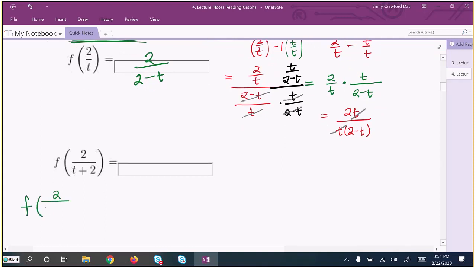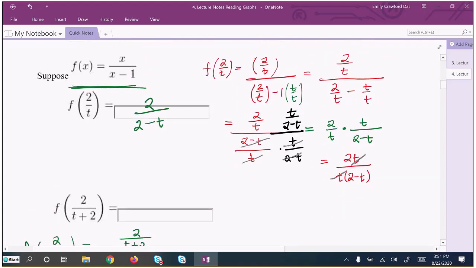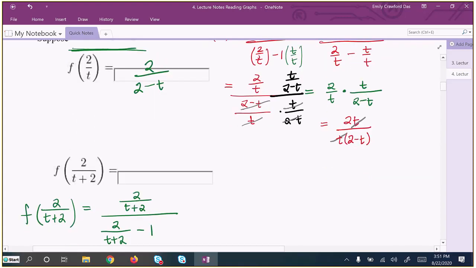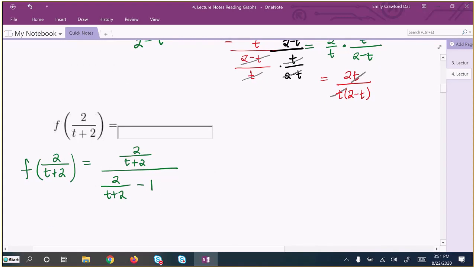So f of 2 over t plus 2 is equal to 2 over t plus 2 divided by 2 over t plus 2 minus 1. In this way, I've just replaced every x by 2 over t plus 2. And I'm going to repeat the exact same process. I want to get a common denominator on the bottom, so I write 2 over t plus 2 on top, nothing changes. On the bottom, I have 2 over t plus 2 minus t plus 2 over t plus 2.